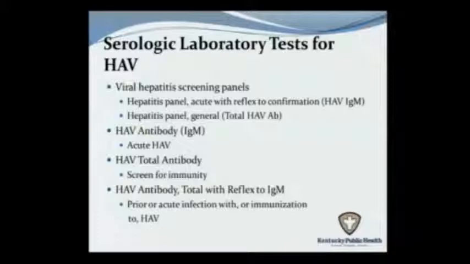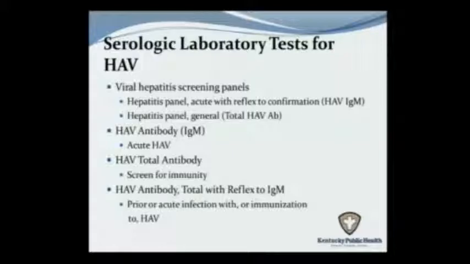So for instance, there are viral hepatitis screening panels. There are two types. There's a hepatitis panel that's acute with a reflex to confirmation. So if it identifies the presence of something the first time, it will reflex to go back and do a confirmation. And of course, with that one, the first test that they do for HAV is an IgM. They do a surface antigen, I think, for B with that one, and then just an antibody presence for C with this panel. But you'll get an IgM result if they do this particular one.